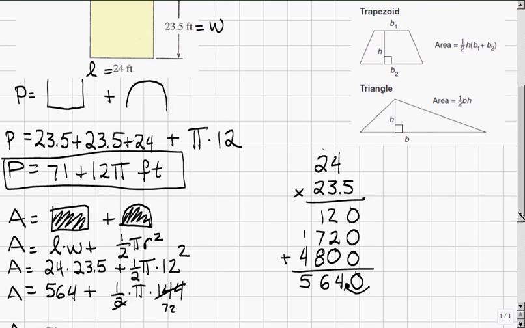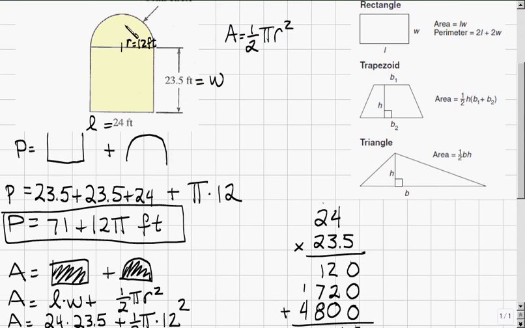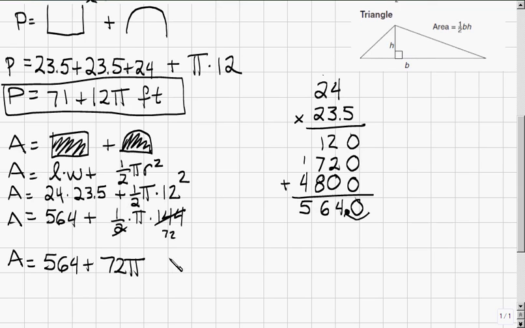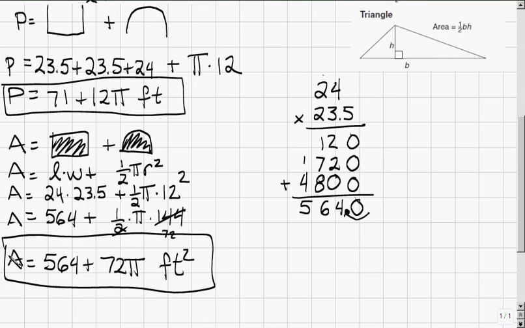And what the area again represents is the material on the inside of this window. So that material would be all this rectangle plus half this semicircle. And since area is measured in square units, our area is really 564 plus 72 pi square feet. So our perimeter, going around the figure, adding those lengths up, is 71 plus 12 pi feet. And the area of this figure, the material on the inside, is 564 plus 72 pi square feet.